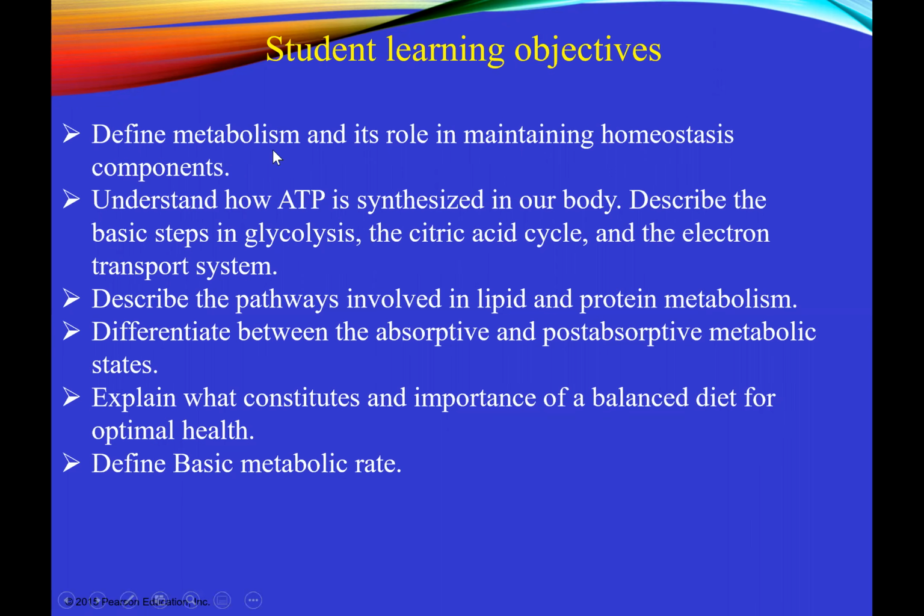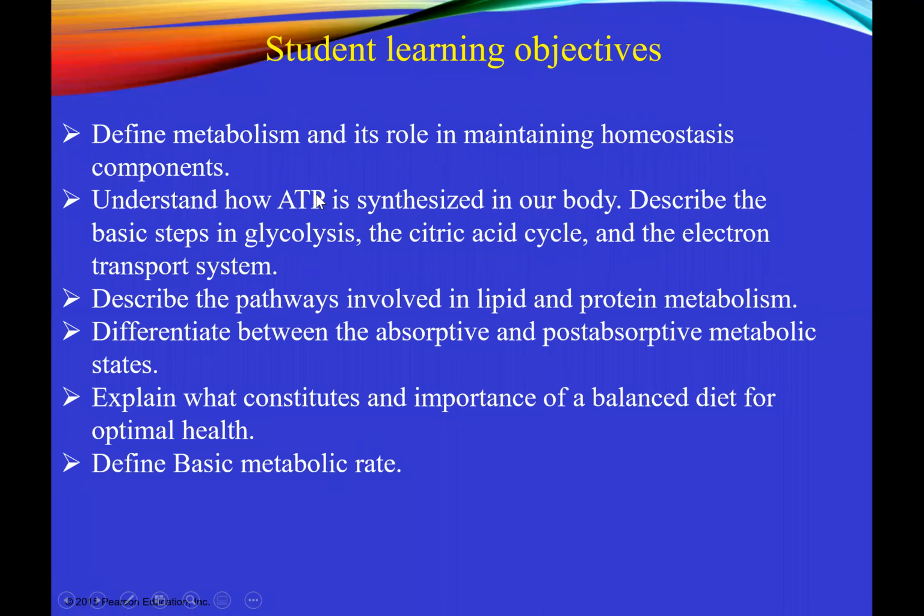See, without these two words, there's no life. We've seen since the beginning of ANP1, homeostasis is vital for survival of the cell and then the organism overall. We'll see how the universal energy molecule in our body, called adenosine triphosphate, is made in our body.